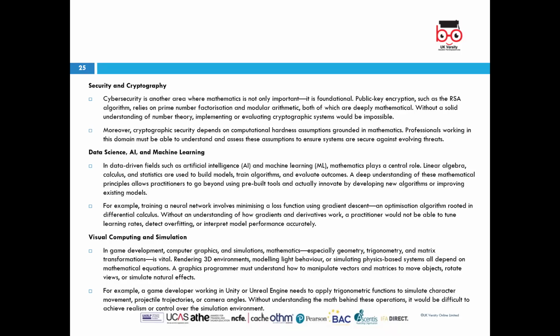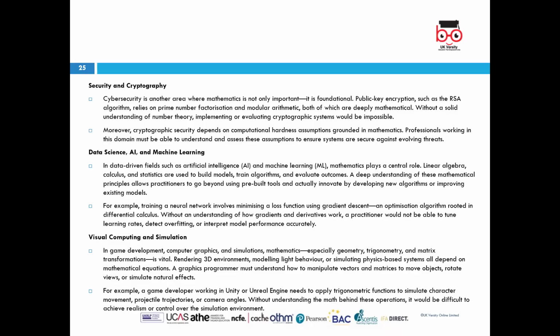An example of this could be training a neural network. It involves minimizing a loss function using gradient descent, an optimization algorithm rooted in differential calculus. Without an understanding of how gradients and derivatives work, a practitioner will not be able to tune learning rates, detect overfitting, or interpret model performance accurately.